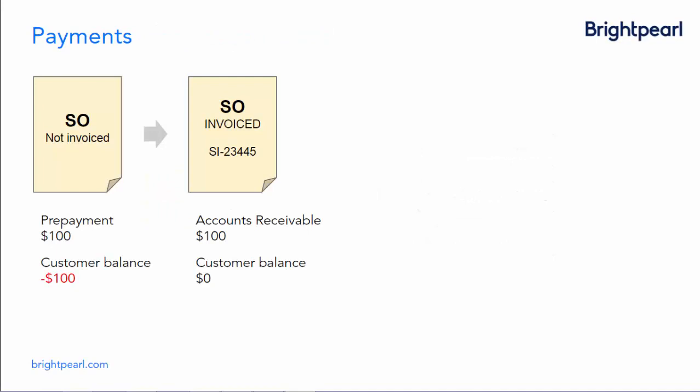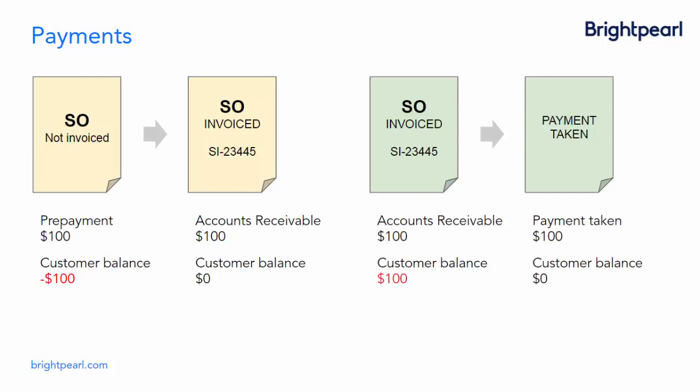For e-commerce orders, or any other orders which are usually paid up front, the customer will have a negative balance due to the prepayment until the order is invoiced. And then when the order is invoiced, the prepayment is allocated against the invoice and the customer balance becomes zero. For B2B customers, or invoiced orders that haven't been paid, it's the other way round. When you invoice, the customer will owe you money until the invoice is paid later.